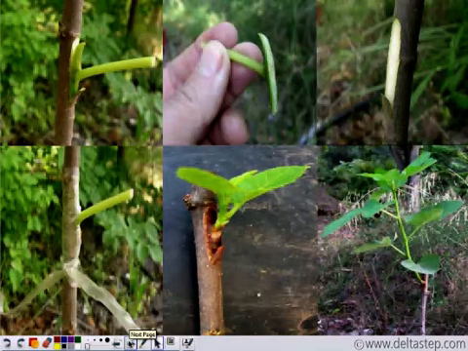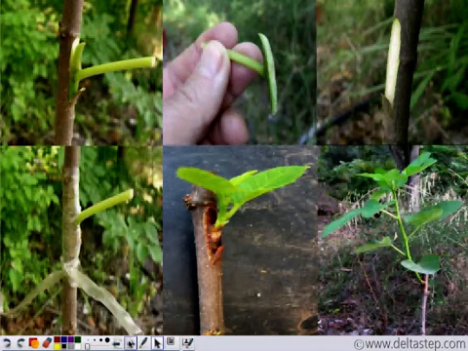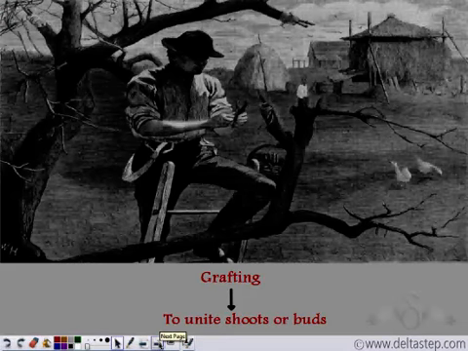See, this is a cut branch and it has been fused to a branch of a different tree. Not only did this cut branch survive, but it also grew into a new plant. So this process is known as grafting. So grafting is a process of artificially produced vegetative propagation. It is a process to unite buds or shoots.